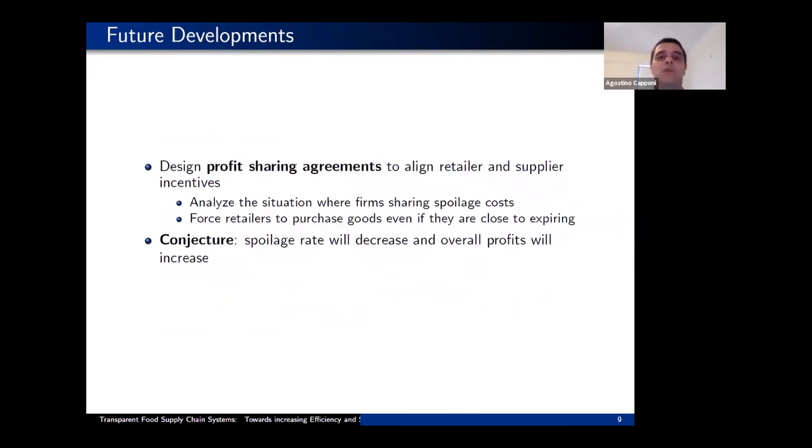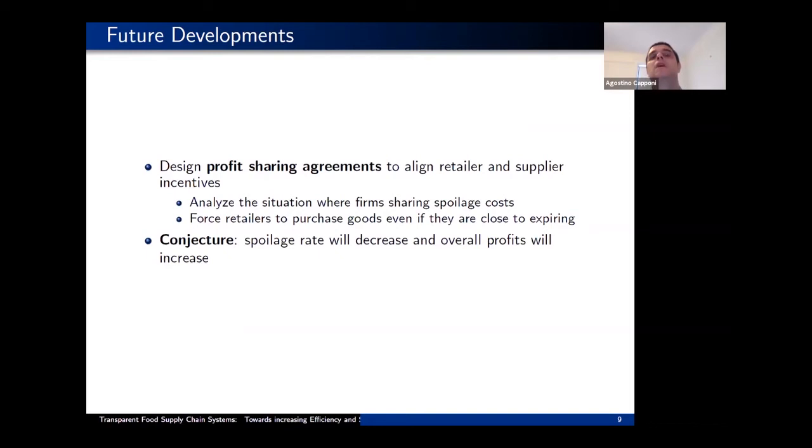What we want to do in the future is precisely to design these profit sharing agreements so that both the retailer and supplier have their incentives aligned. They are both happy sharing this cost because neither of them would have an incentive to deviate from this policy. The idea is to analyze situations where they are willing to share this cost. In particular, one way of achieving that is to provide incentives to retailers, or force retailers is a strong word, but essentially make sure that the retailers are willing to purchase goods, even if they see that these are close to expiry.